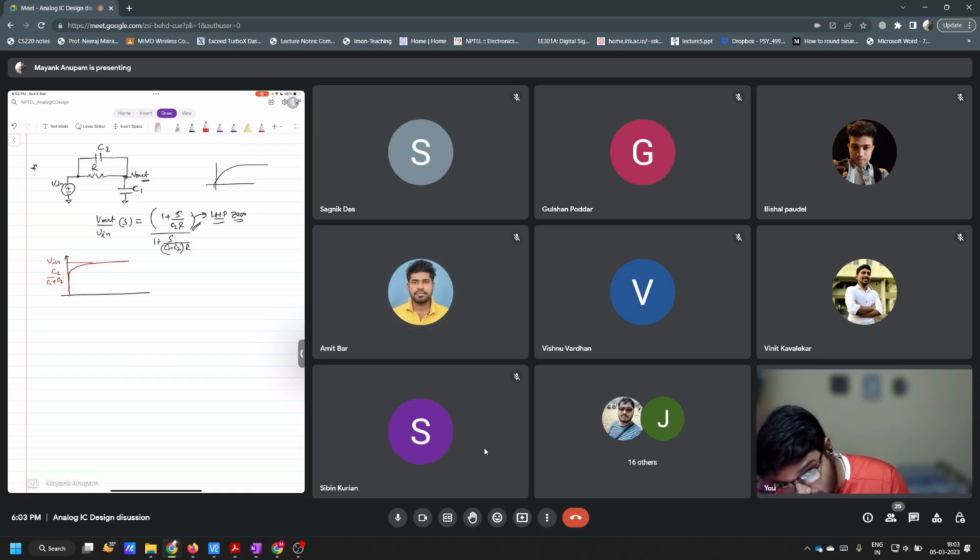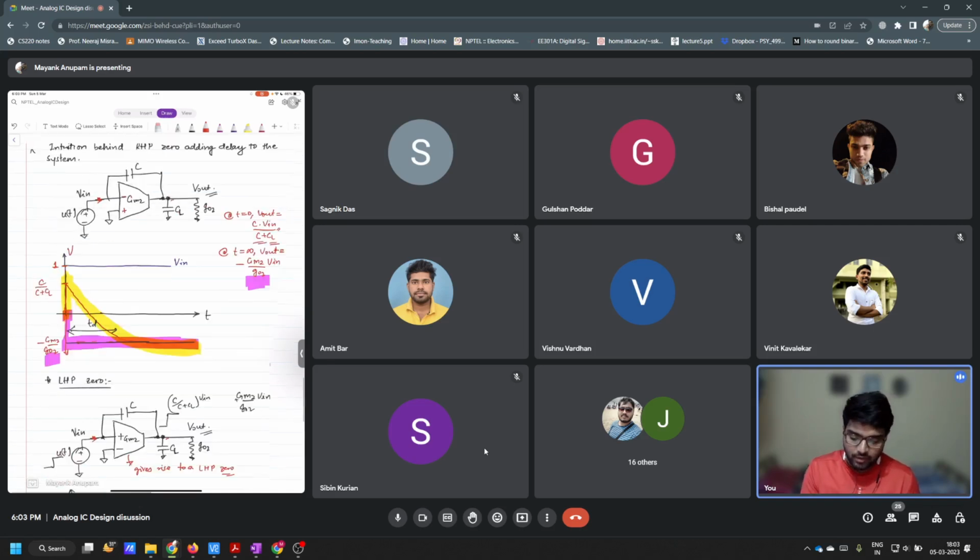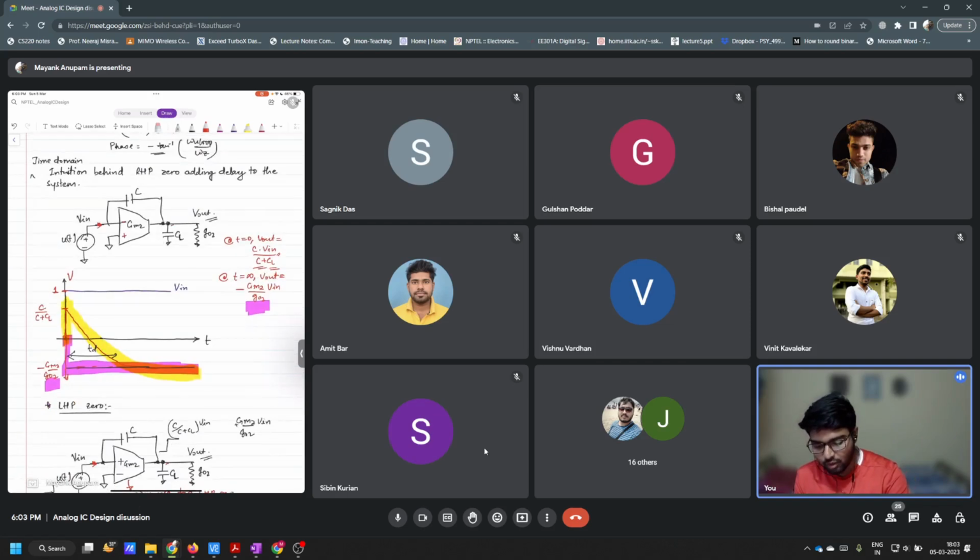Correct. So basically, you see that because of the LHP zero, the system is pushed in the right direction initially, right? But because of a right half plane zero, this system is simply pushed in the wrong direction. So this is the intuition behind these poles and zeros, and how the response looks in the time domain. This intuition comes in very handy.